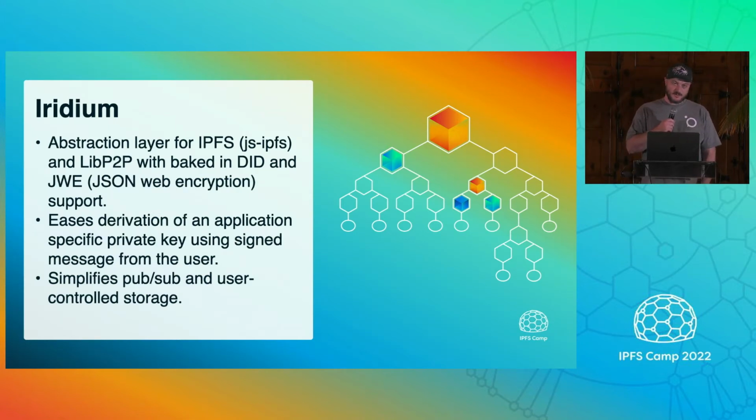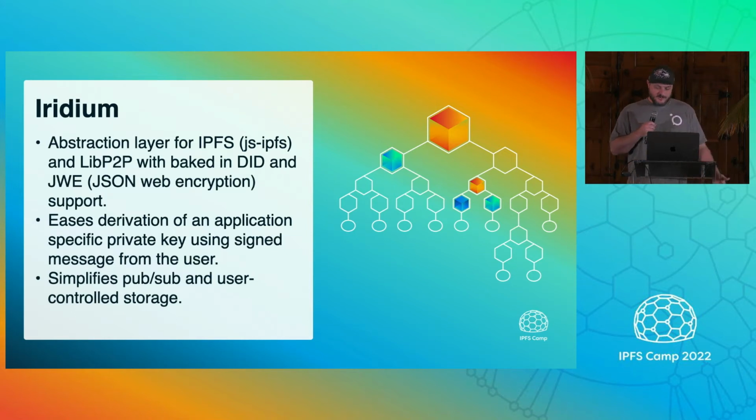It's an isomorphic JavaScript library that you can find on GitHub. And Iridium basically simplifies the process of bootstrapping IPFS and libp2p. It bakes in DIDs for the user and JWE for encryption. So the way we do that is we allow the user to derive an application-specific private key using signed messages from their wallet or a web crypto private key if they have one.